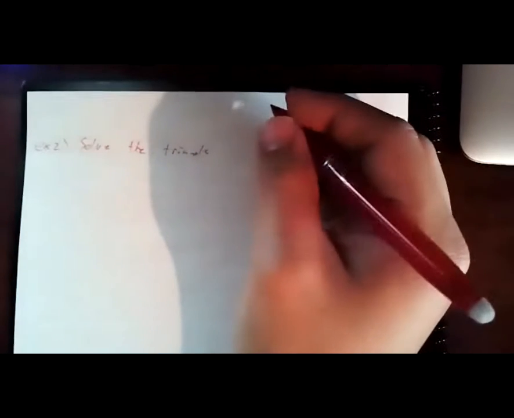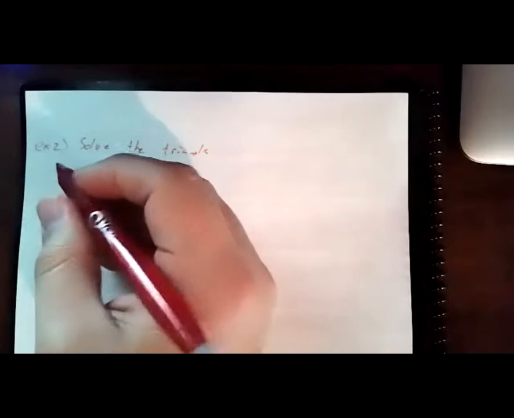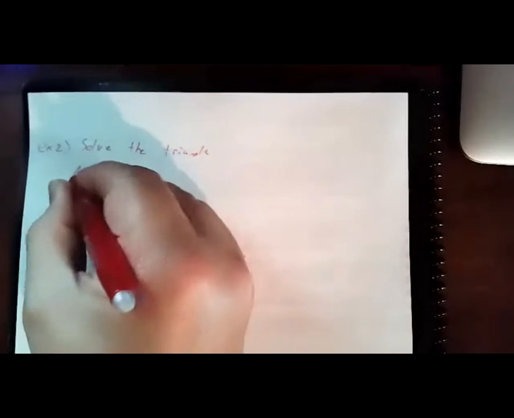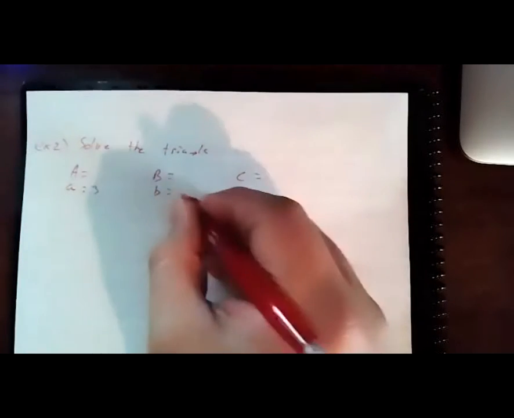Solve the triangle this time, just to make it simple. I'm going to just give you the sides here. I don't have the angles. We don't know what they are. A is 3, B is 5, C is 7.